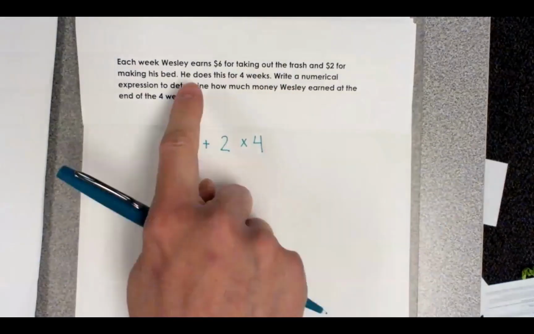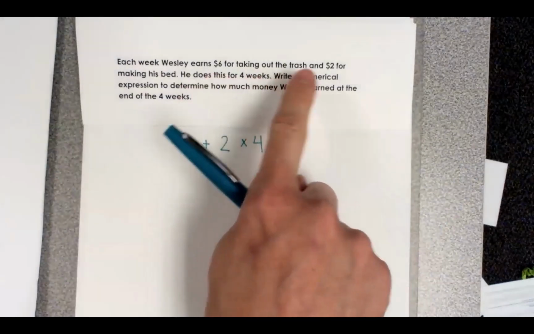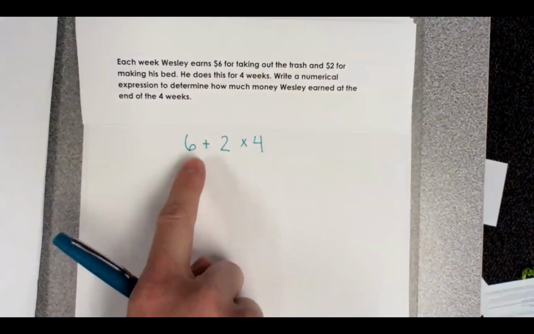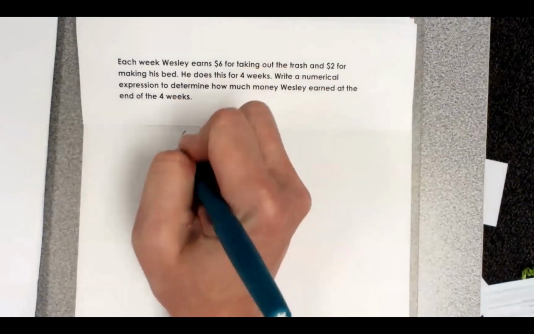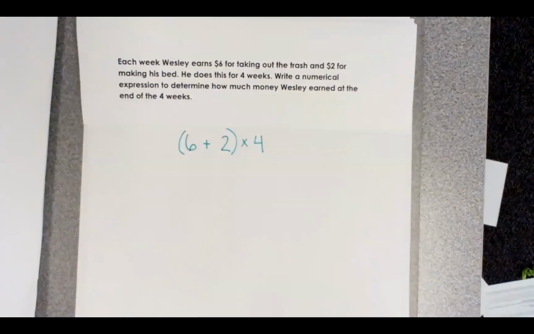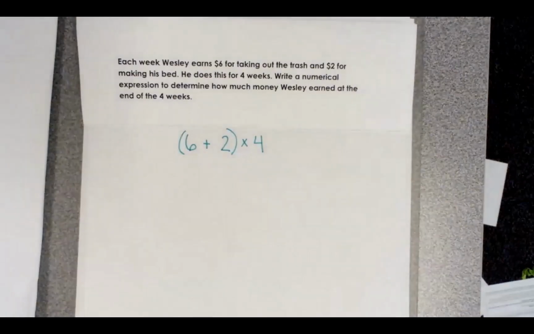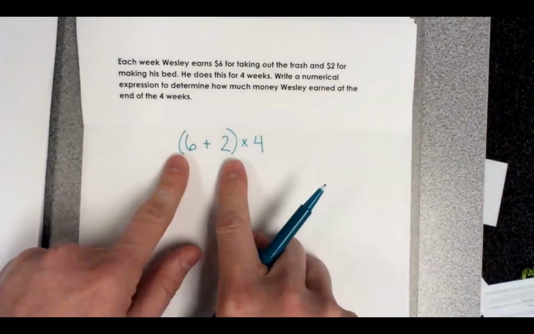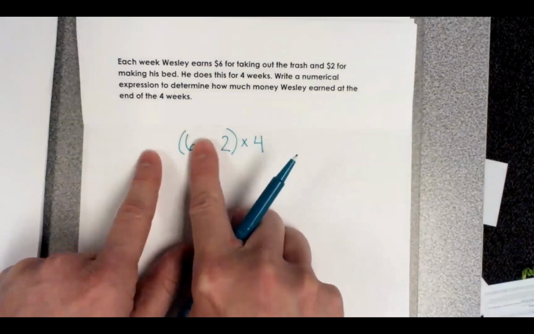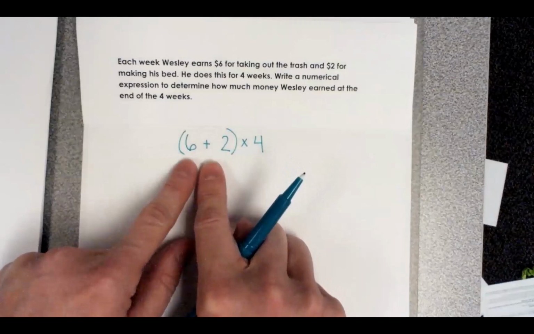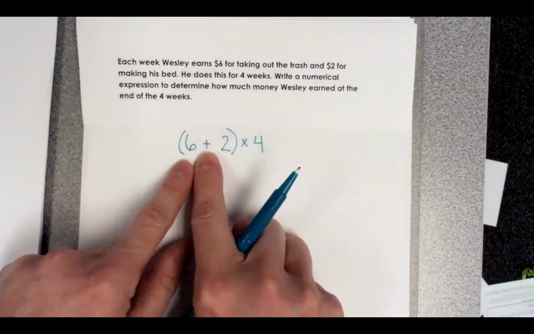So he's earning $6 for taking out the trash and $2 for making his bed. So if I were to combine the money he made for trash and making his bed together, that tells me how much money he's making each week. So you see I've used grouping symbols because I'm going to do this part of the problem first because that tells me how much money he's making every week. I'm not doing it first because of the operation.